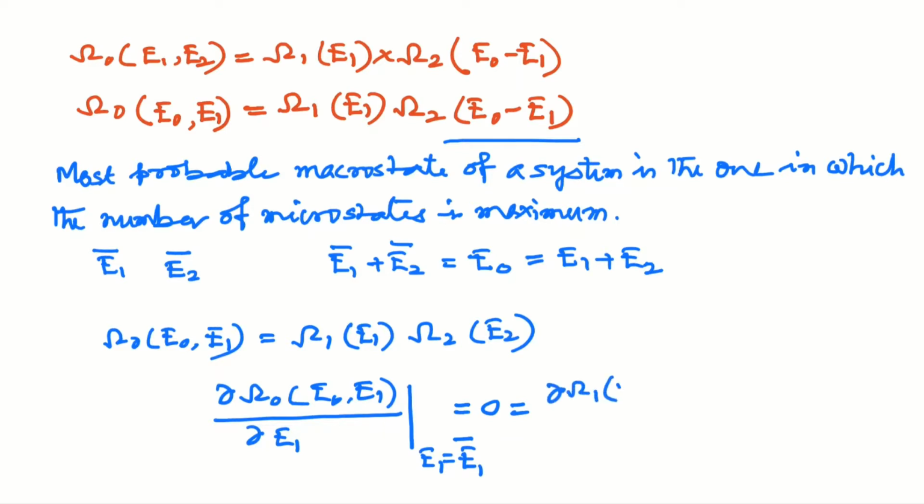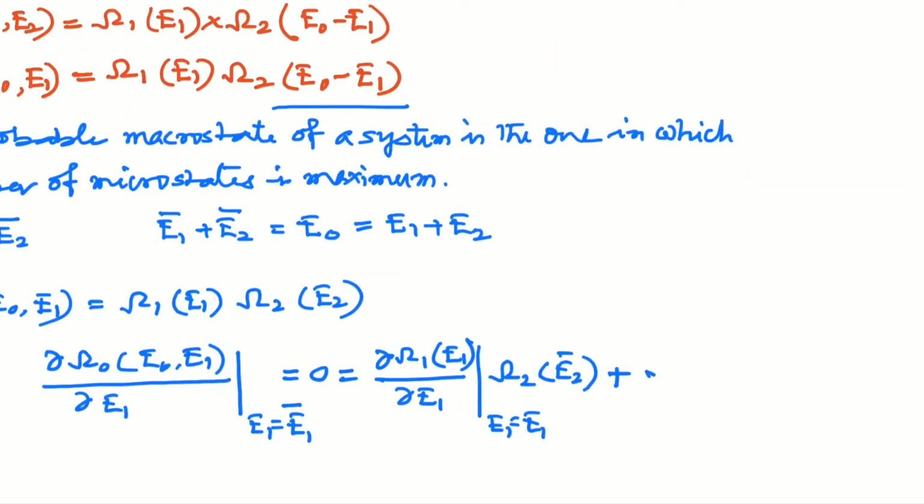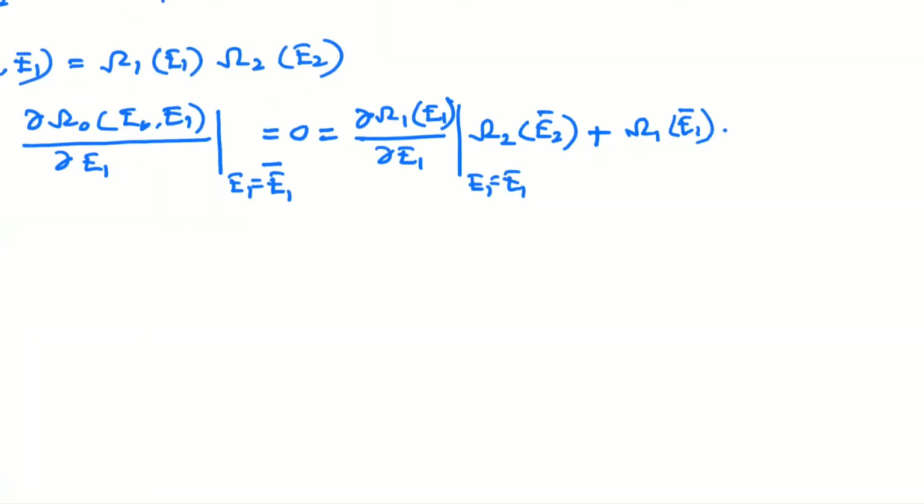dou omega 1 of E1 by dou E1 at E1 equal to E1 bar into omega 2 of E2 bar, plus the second term, omega 1 at E1 bar into dou omega 2 of E2 by dou E1 at E1 equal to E1 bar.